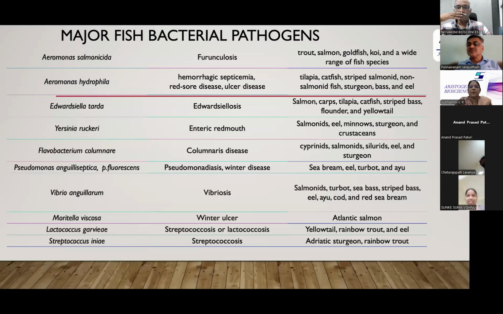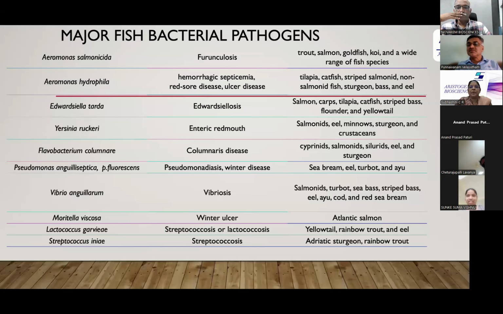Out of which the major concern is Aeromonas and Pseudomonas, and Vibrio to a certain extent. Vibrio is more of a halophilic bacteria, that means it lives in salt. So in freshwater fishes, it is Aeromonas and Pseudomonas, and Edwardsiella and Flavobacterium to a certain extent. We will concentrate on some of the major bacteria which have been reported in India.